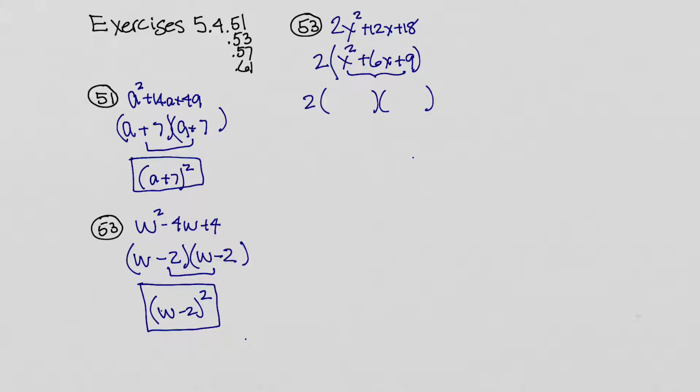Now let's see what we can do with this. Let's see what happens here. How about x and x? Now for this 9, what do you want to use? A 9 and a 1? I don't think so. We're not going to get a 6. But a 3 and a 3? Sure. So let's go with a 3 and a 3. And how about a plus and a plus? These are both the same. So how about 2 times x plus 3 squared?